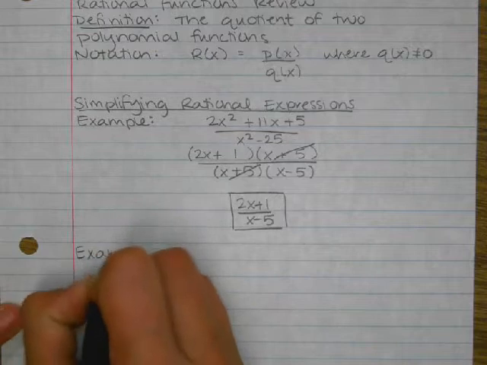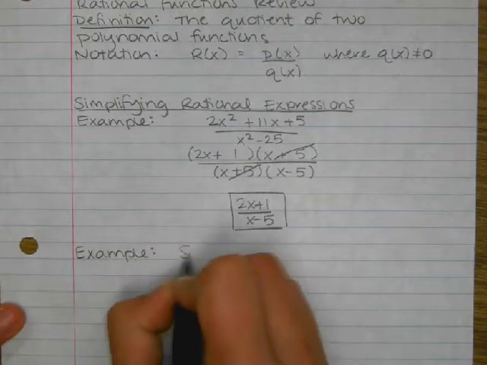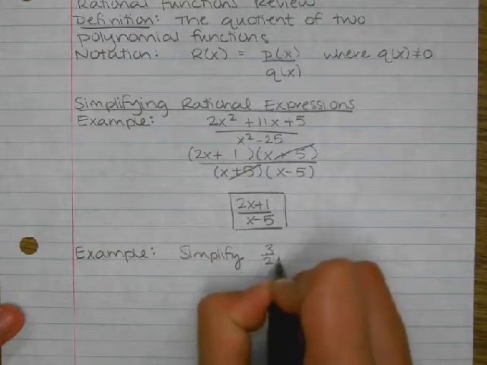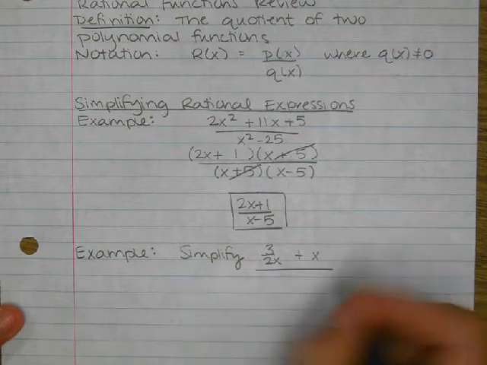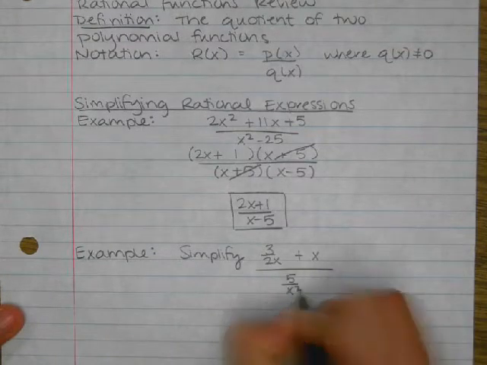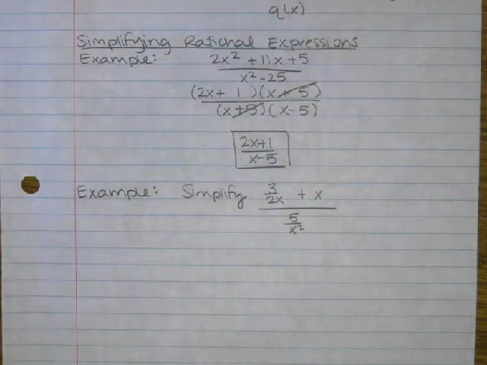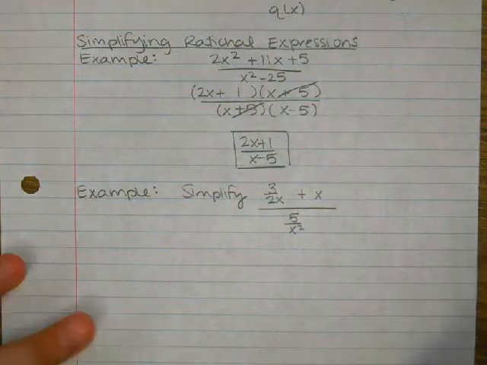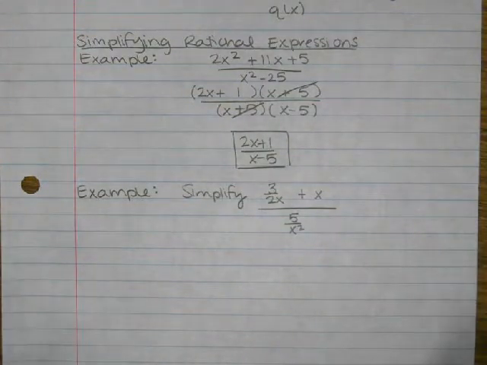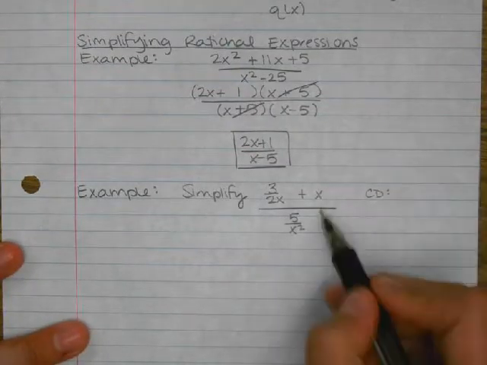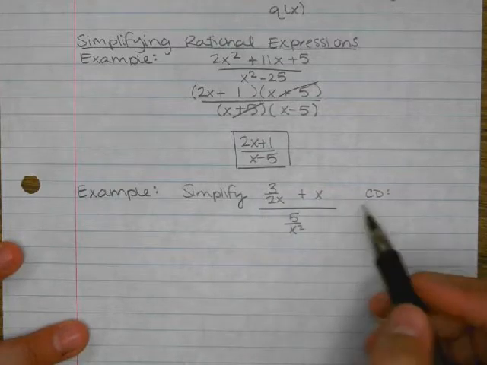Here's the next example. We are going to simplify 3 over 2x plus x over 5 over x squared. And this is called a complex fraction. So here, when you find something that's a complex fraction, the first thing that I like to do, and there's a lot of tricks to this, so this is just, in my opinion, what students prefer from all my teaching experience. What I think is easiest to do is to look at the common denominator for each of the fractions that are within your overall rational expression.